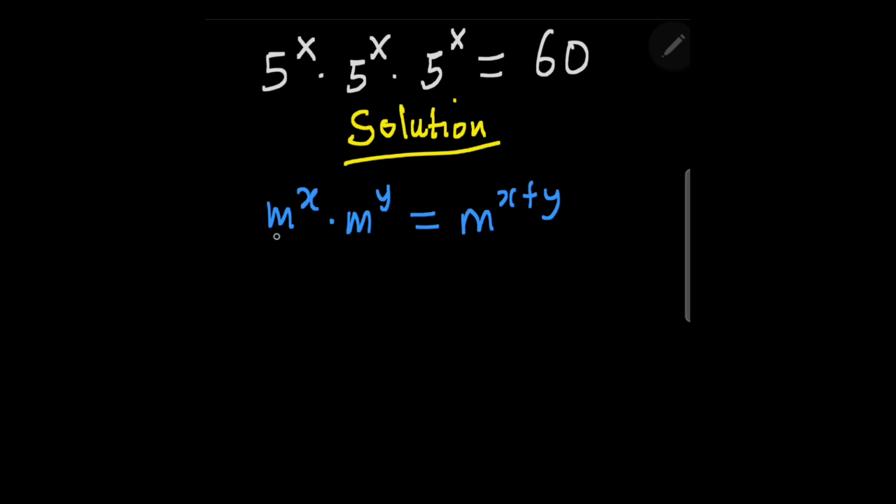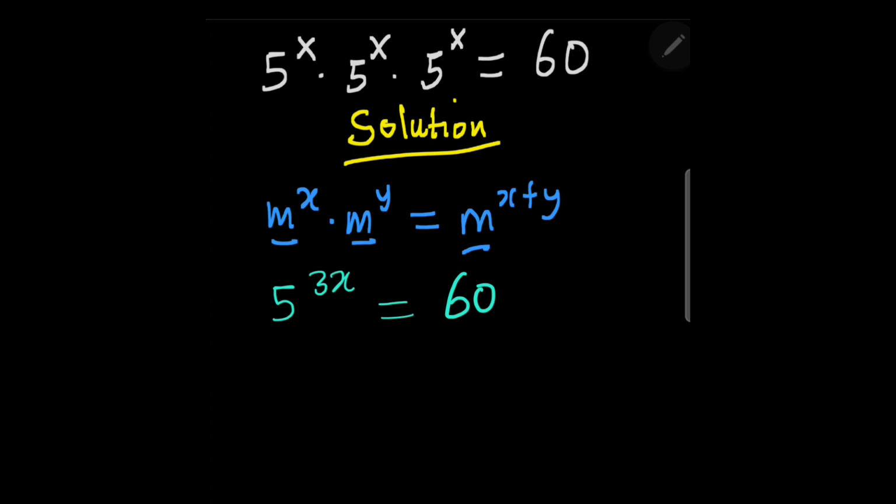So what happened here? As you can see, the bases m and m are the same. So as far as the bases are the same, even if the multiplication continues, all you're going to do is just write one of the base, which is m, then we add the powers. The first power is x, the second power is y, so we add the two powers. Applying that law to the left hand side of this equation, as you can see, 5, 5, 5, the bases are the same, they are 5. So all we need to do is write one of the base, which is 5, then we add the exponents, which are the powers. So x plus x plus x is going to give us 3x, which is going to be equal to 60.